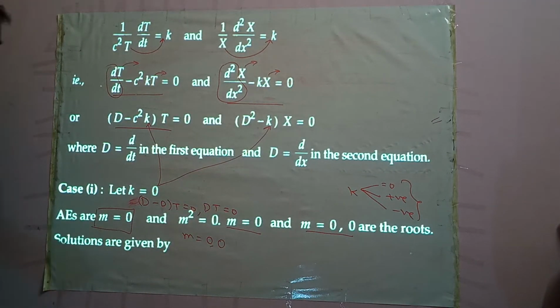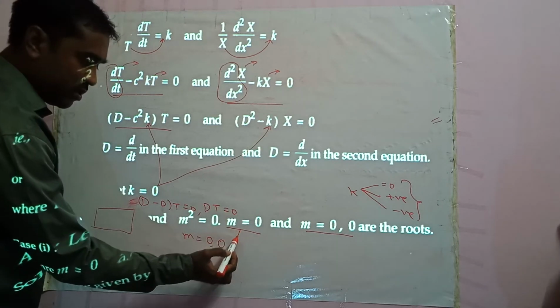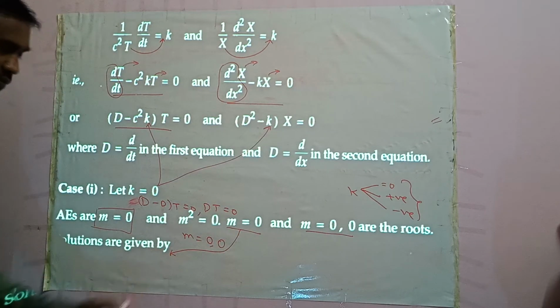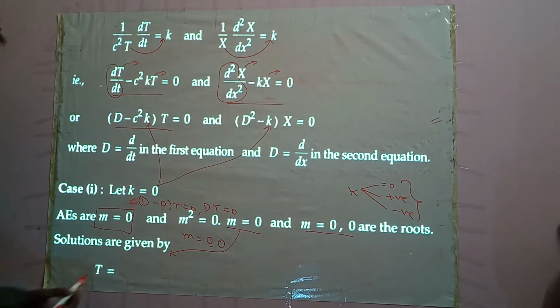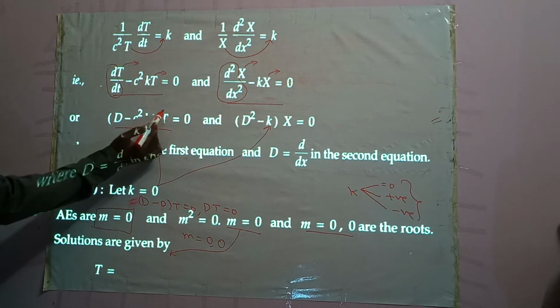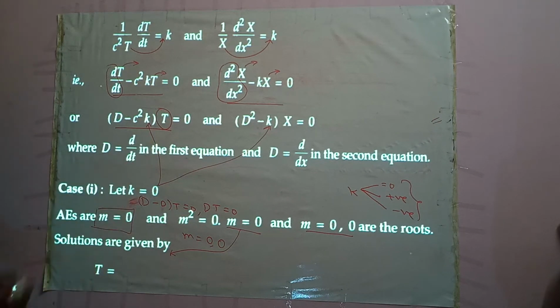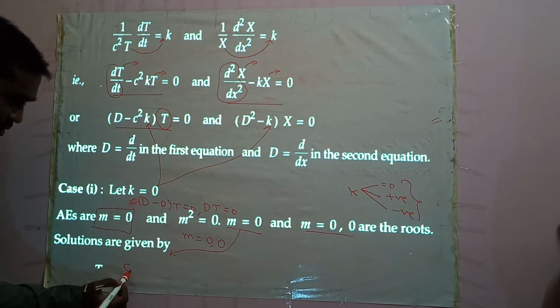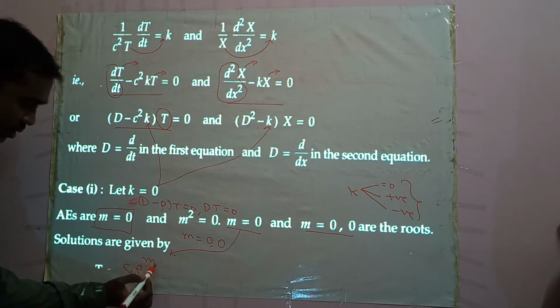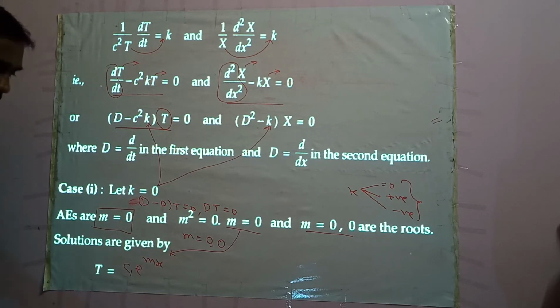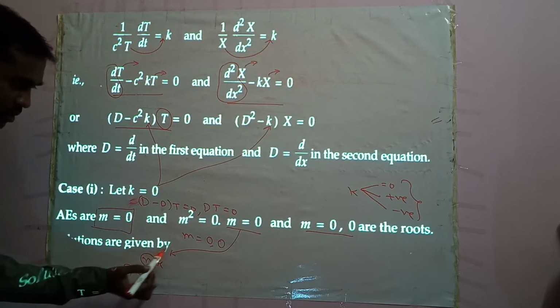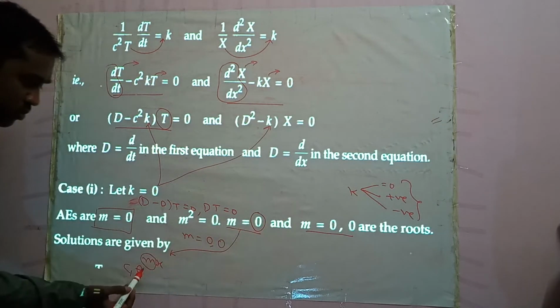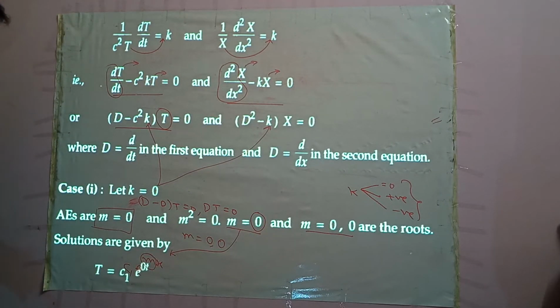Solutions are given by, we have only one root. The solution for this, the CF for only one root for this differential equation, T is equal to, how do we write? C1 into e to the power mx, right? But what is m for this? m is 0. So we replace this as 0.